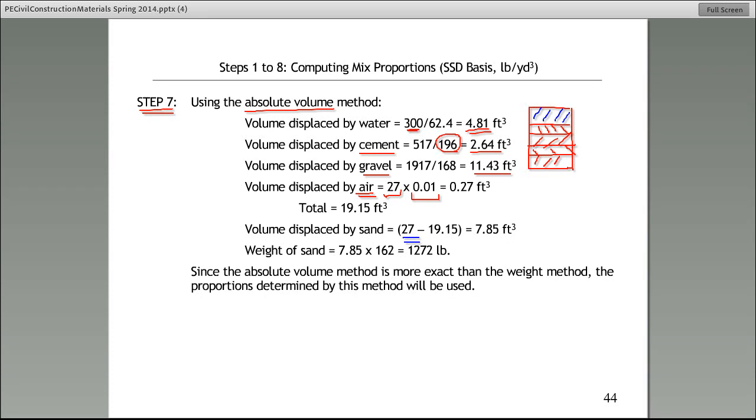Total is 27. 19.15. By the way, guys, if you add all of that, you come up with 19.15. So the red section is 19.15. The blue is going to be the balance, which is 7.85 cubic feet. What this means is we need 7.85 cubic feet of sand. Converted to weight, weight of sand is 1272 pounds. All right? So right now we have the recipe.